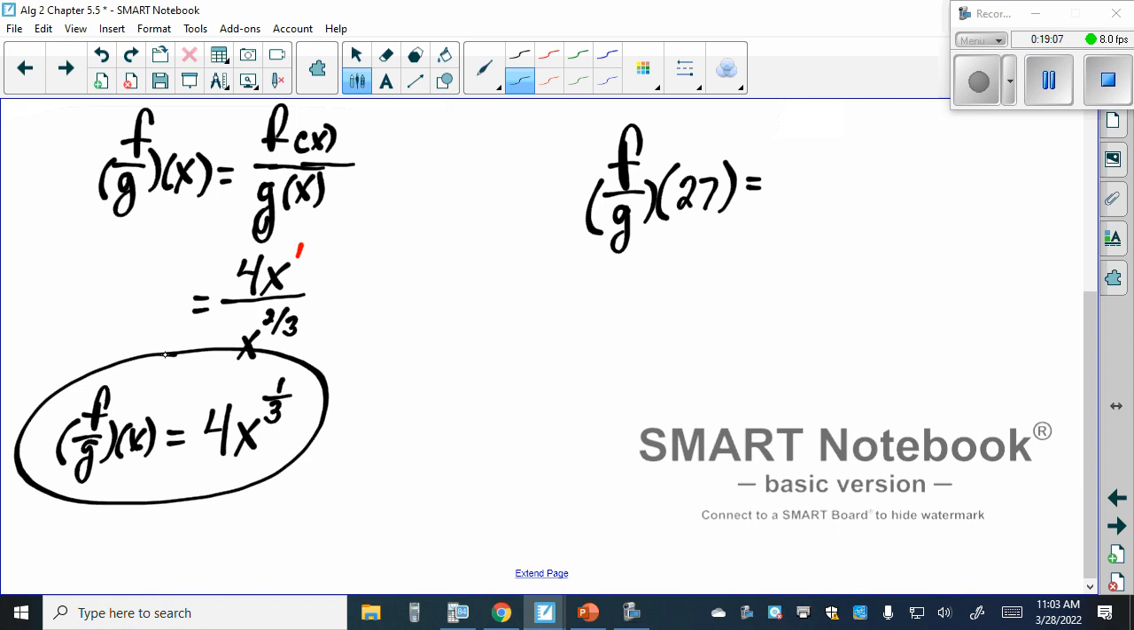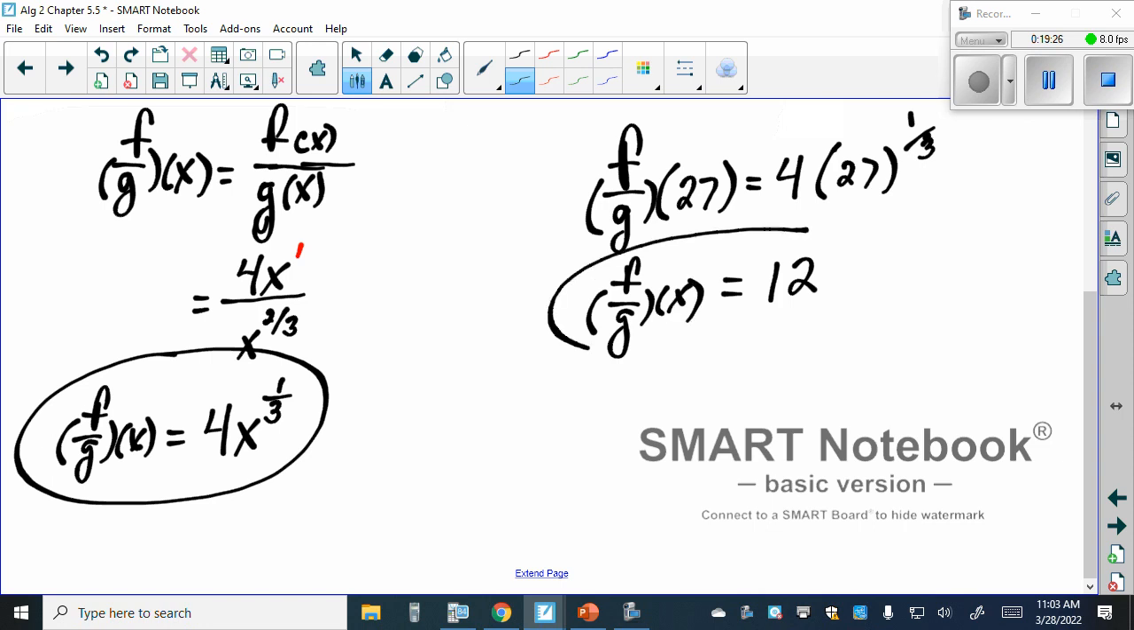Any questions on this here? Now we're just finding 4 times 27 to the 1/3. And indeed it would be 12. Because again, our 1/3 is just taking the cube root. We're trying to see what times itself 3 times is 27, which is 3. And 3 times 4 is 12.